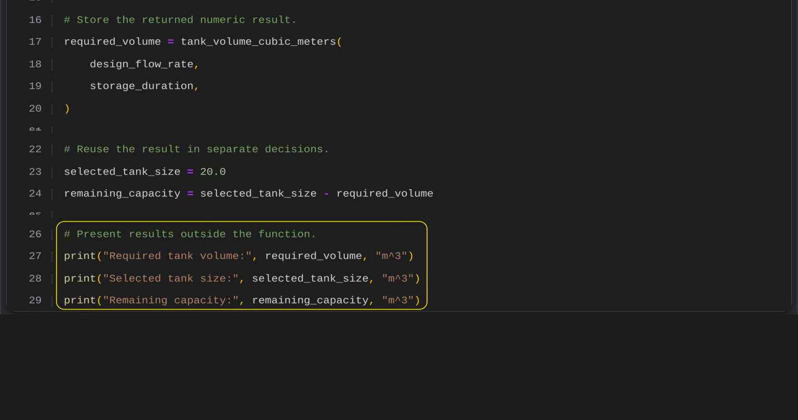The output first shows the required tank volume from the earlier calculation, then the selected tank size, both in cubic meters. It also shows the remaining capacity, which is the difference between the selected size and the required volume. Together, these values make it easy to compare the needed volume, the chosen tank, and the unused space outside the calculation function.